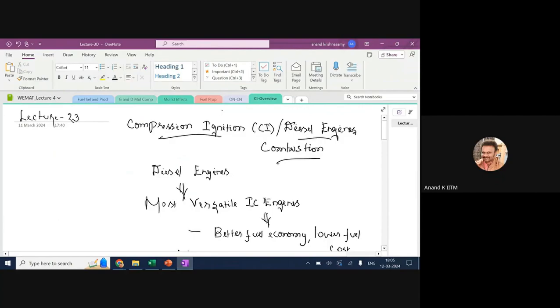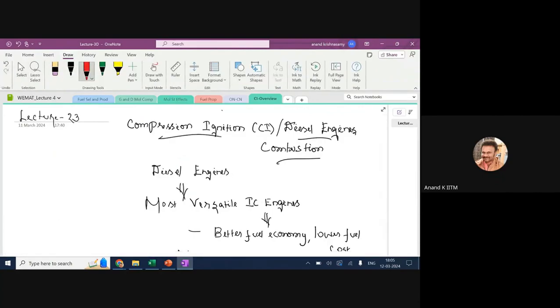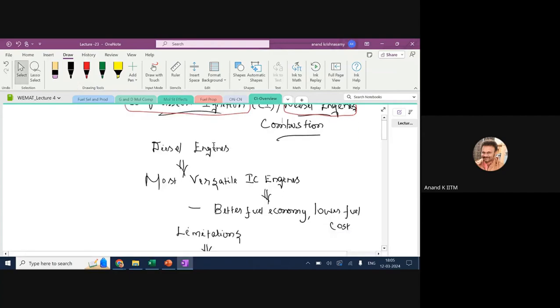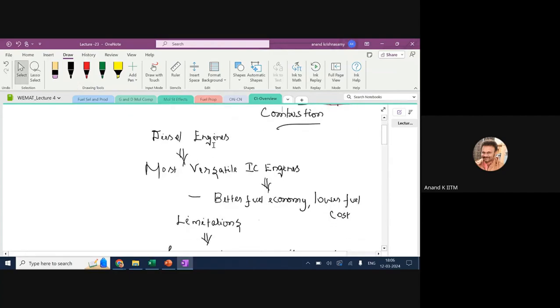Compression ignition engines are commercially referred to as diesel engines. Since these engines are fueled by diesel, they are commercially referred to as diesel engines, which work on the compression ignition principle. This is the formal way of defining this category of engine, the compression ignition engine. Commercially, they are referred to as diesel engines. These diesel engines are the most versatile internal combustion engines available today.